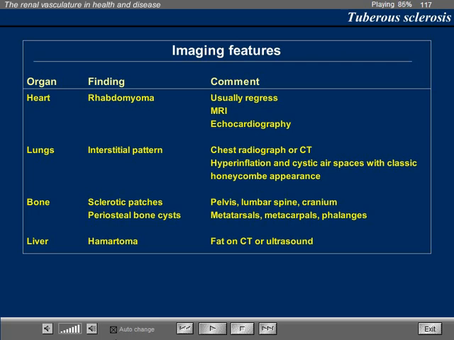In the liver, there may be hamartomas, and they are detected by CT, MRI, or ultrasound, and also angiography can be utilized to detect the hepatic hamartoma.